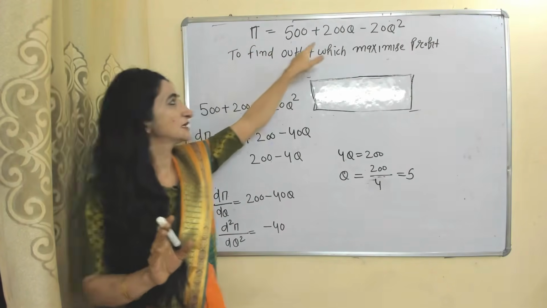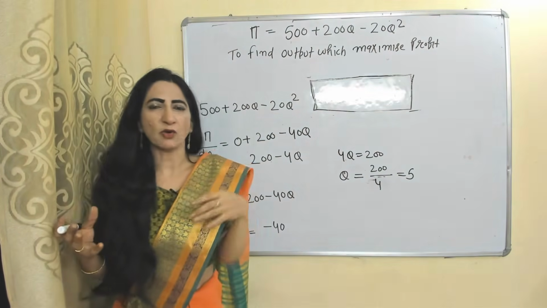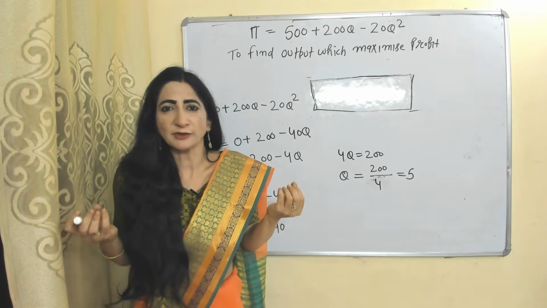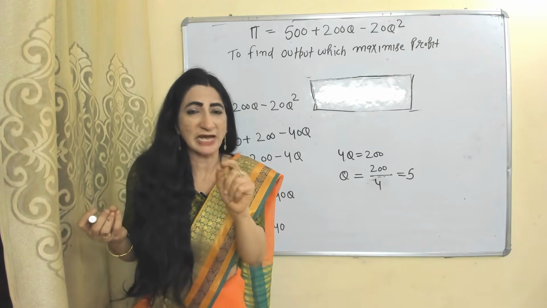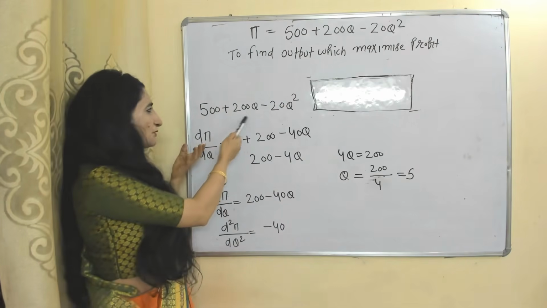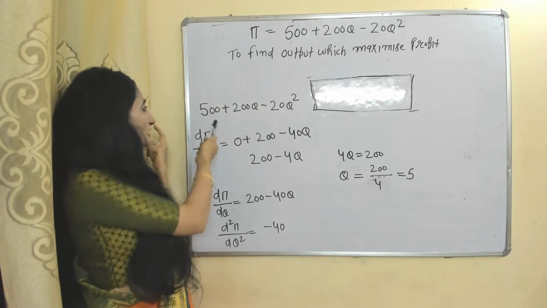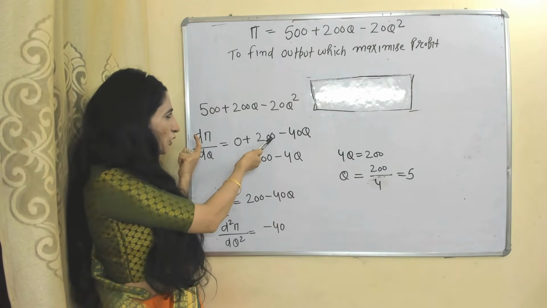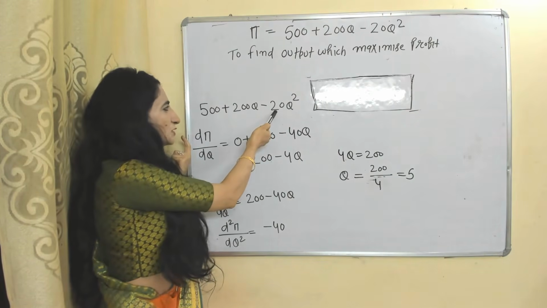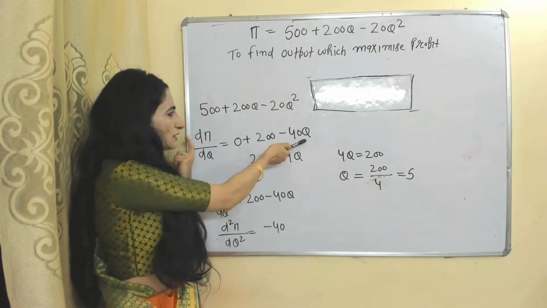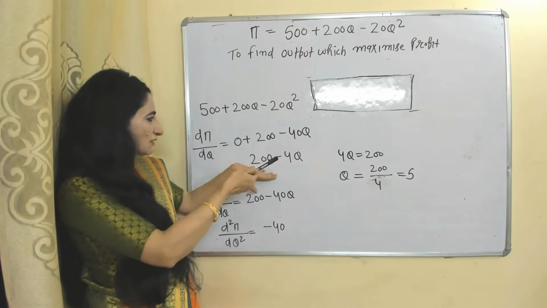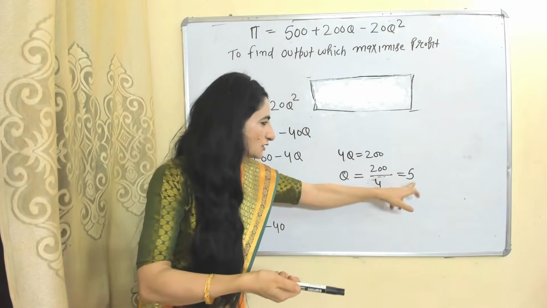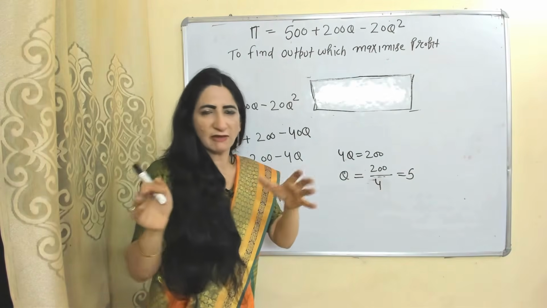Now we will see one optimization problem. Pi is the profit, Q is our output. We have to find out the level of output which gives us maximum profit. In order to find this, first of all, we will do differentiation of pi with respect to q. Differentiation of 500 will be 0, and differentiation of 200q is 200, and this 2 will multiply with the 20, and this power will reduce by 1. It will become equal to 40q. So this is our derivative, and we will find out the value of q, and the value of q is equal to 5. So 5 is our level of output.